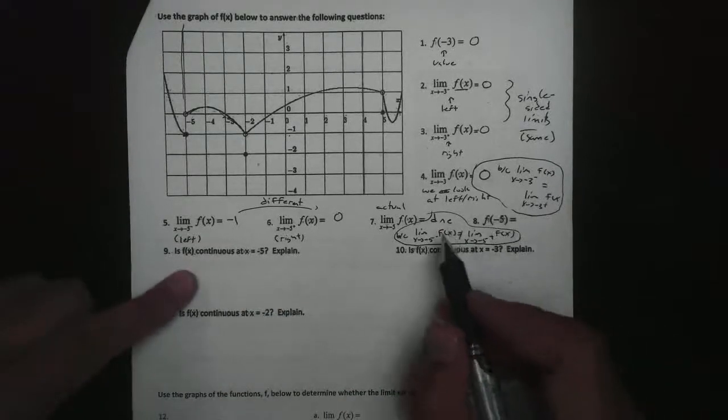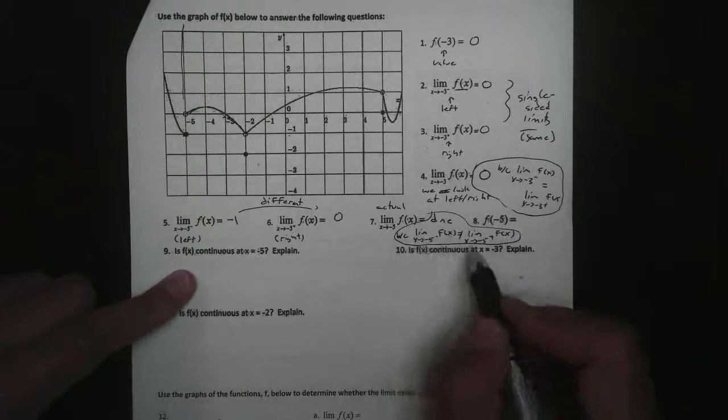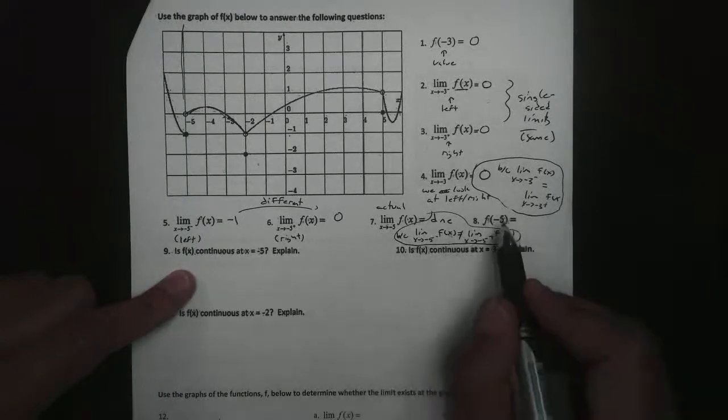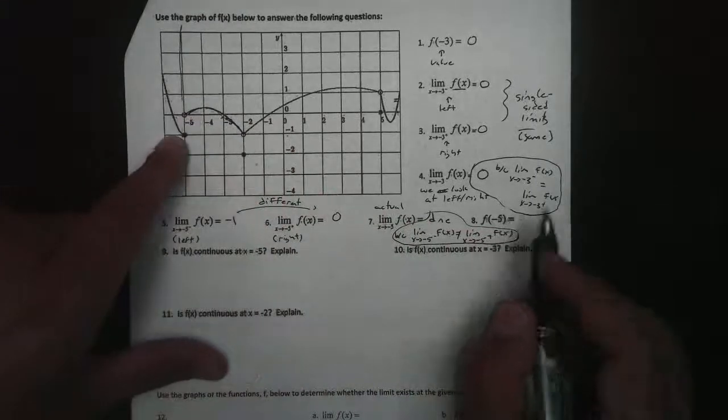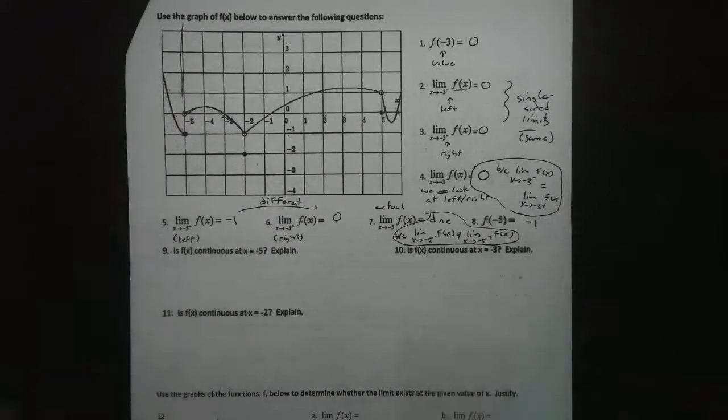That's really what they want to see. This is understanding, checking for understanding. That's really what they want. All right, question 8 says, what's the value at -5? Well, it does have a value. It is -1. Now, the next question is kind of interesting.